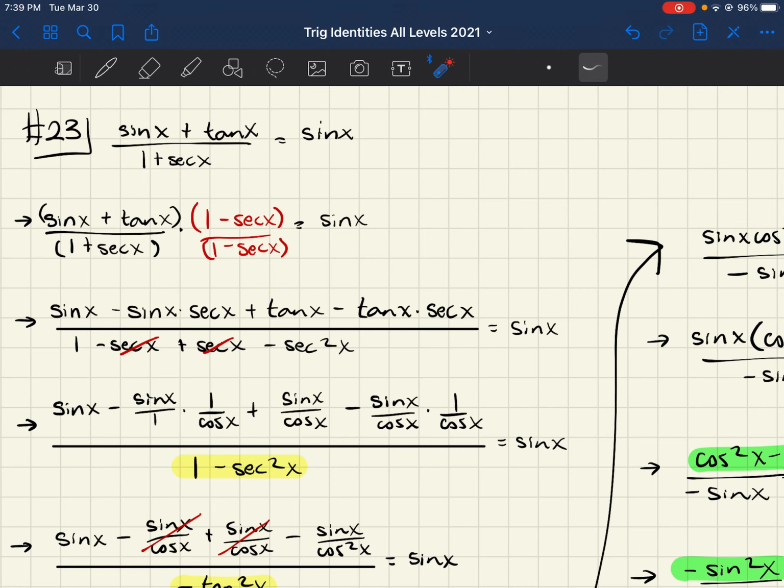Then we go through and we start to FOIL. So sine times 1, sine times negative secant, tangent times 1, tangent times negative secant.